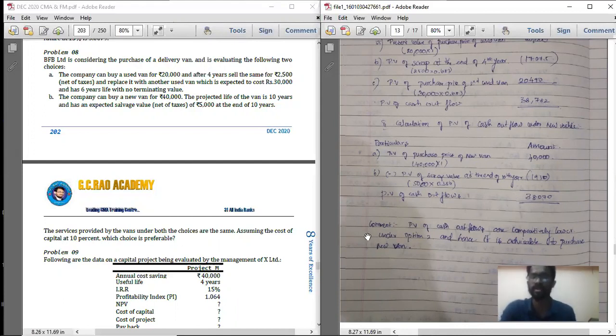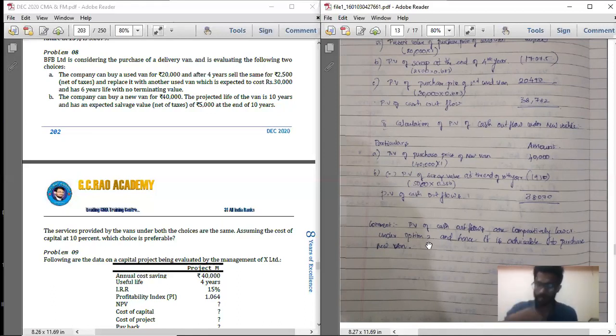So below that, comment: present value of cash outflows are comparatively lower under option 2, hence it is advisable to purchase the new van. So with that, we have completed problem number 8.